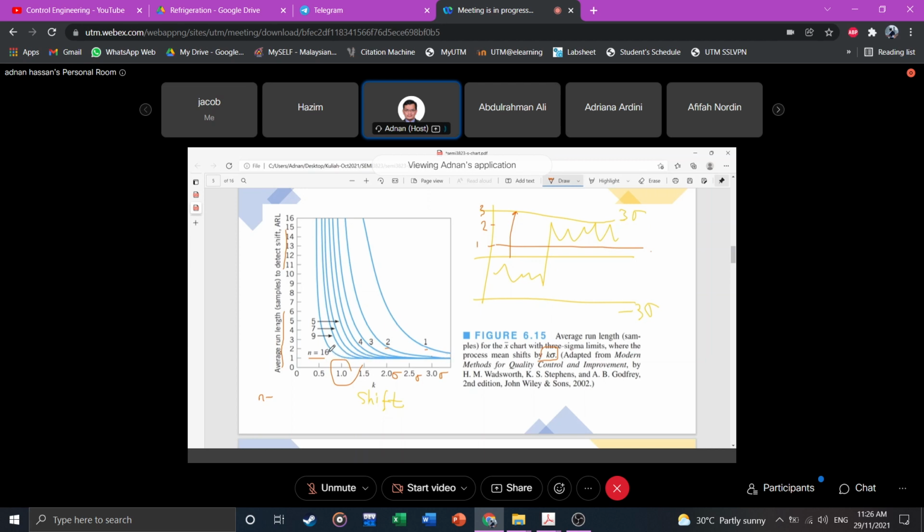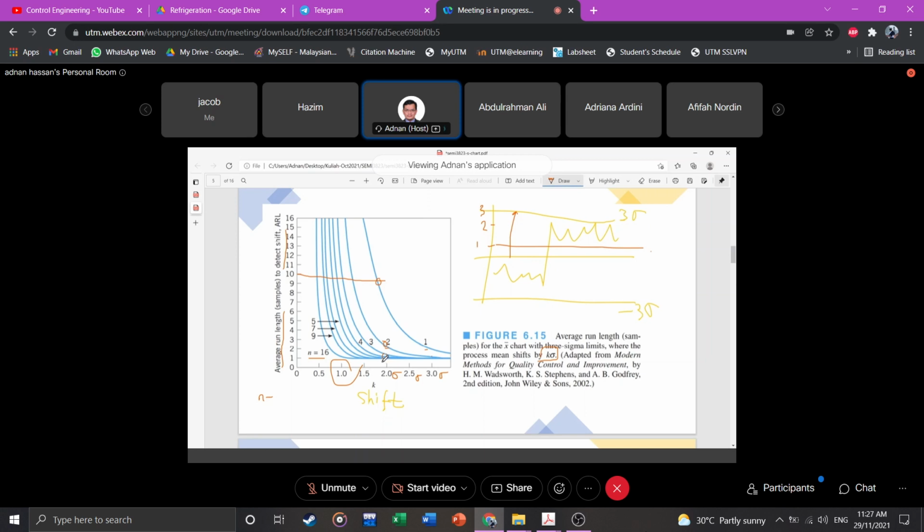So we see here how the n value influences how quickly we can detect. Let me just take, for example, ARL 10. Let's say at point number 10, who will hit faster? So if you have 2 sigma here, this is 2 sigma, and you have 2 sigma here, 2 sigma here.